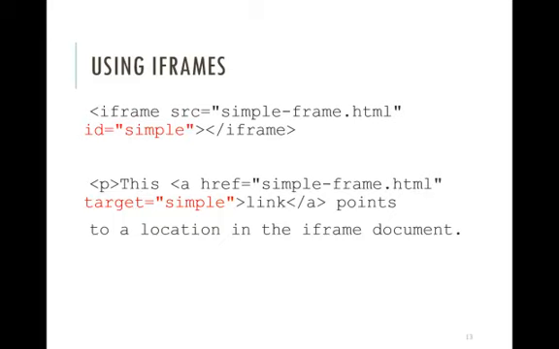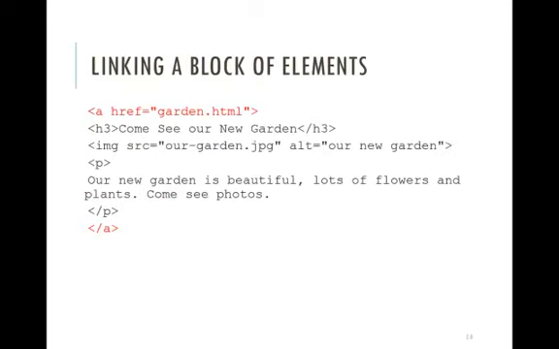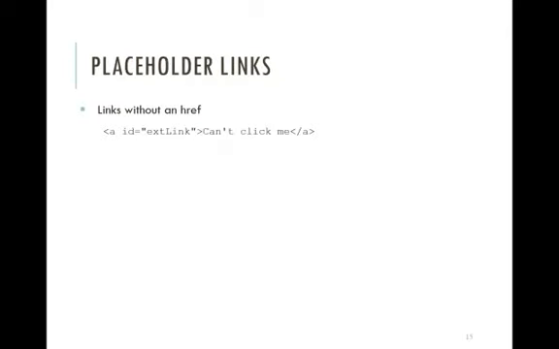When we want to use iframes, we use the code here. That's because it's going to point to a location within the iframe document. When you want to link a block of elements, you want to make sure that you're using the A tag and then making the reference to the HTML. We also have placeholder links, and that's going to be a link without the href attribute. You can see here an example of that.